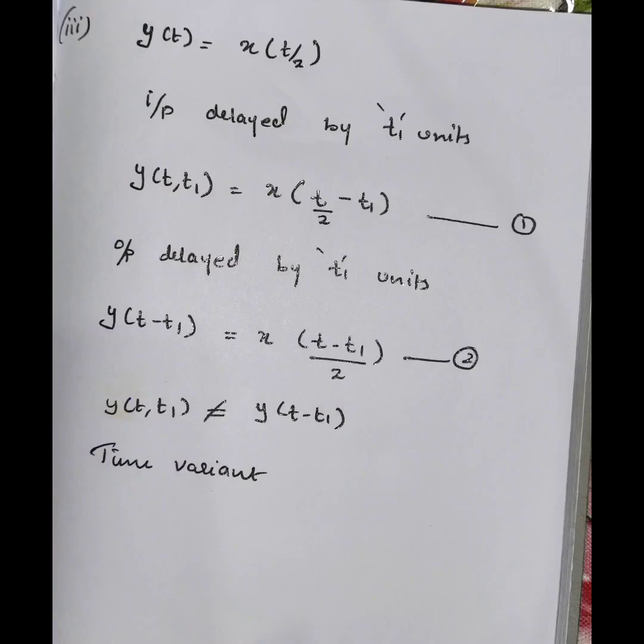Now question number 3. The expression for output is y of t is equal to x of t by 2. For delaying the input signal by t1 units, we'll just put a minus t1 there. So y of t comma t1 is equal to x of (t minus t1) by 2. This is the expression for input delayed by t1 units. Now when we delay the output signal, we'll replace t with t minus t1. So y of t minus t1 is equal to x of (t minus t1) the whole divided by 2. As you can see, the system is time variant because y of t comma t1 is not equal to y of t minus t1.